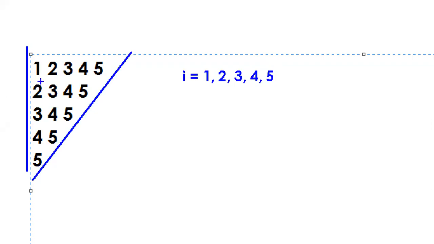Next, the inner loop. The inner loop always starts with 1, 2, 3, 4, 5. That is i only, no? So the j value starts with i, up to 5 every time. i to 5 means what? 1 to 5, 2 to 5, 3 to 5, 4 to 5, like this. Okay, do this fast.